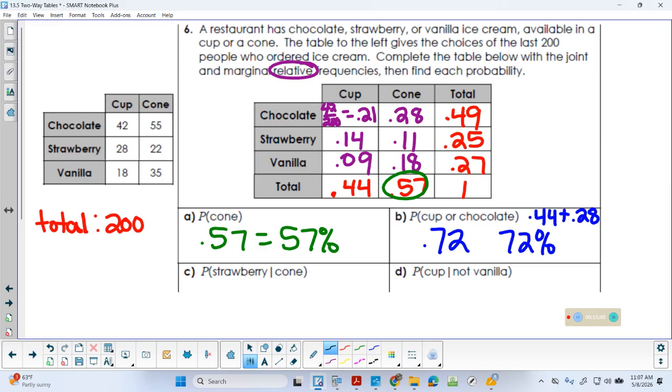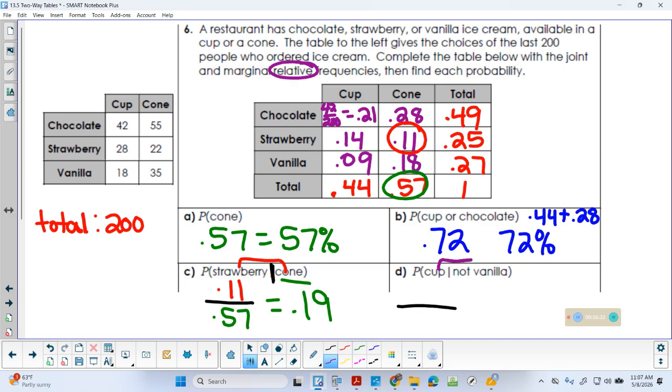All right, here we go. We are going to do a little dividing because, of course, conditional. Let's start with strawberry and cone. What's your number for strawberry and cone? 0.11. Okay, probability for just a cone. What's your total on cones? 0.57, which we just did right above it. Okay, that you're going to have to divide out in your calculator. What do you got for that? 0.19, 19% if you like that. You do you.